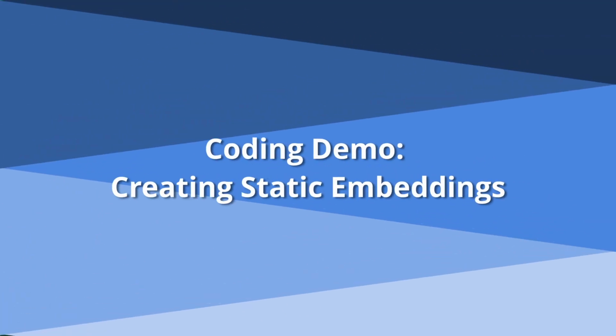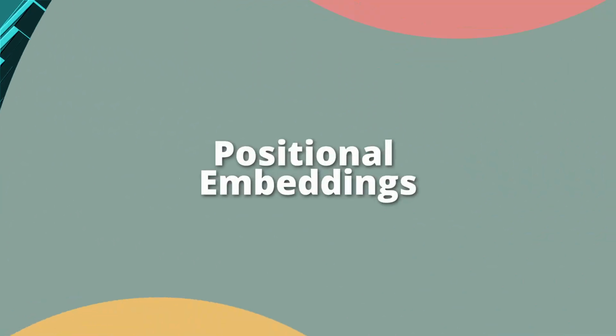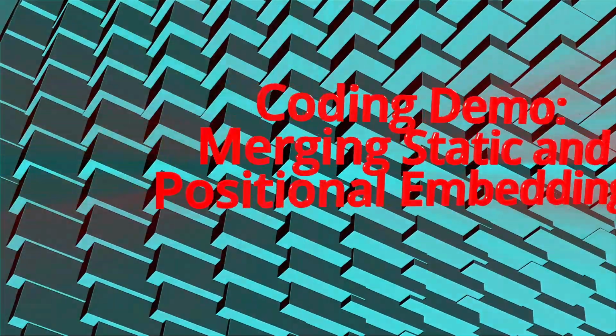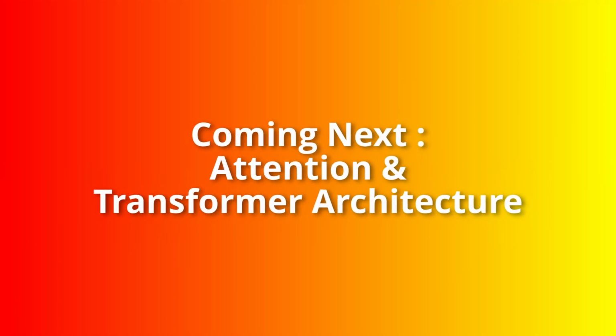Then we shared the limitations of static embedding and why context and position play a critical part in the LLM training pipeline. We spoke about positional embedding concepts and how it is integrated with static embedding to create the combined embedding. Then finally, we showed a code demo for merging static and positional embeddings. That's all for this video. In the next video, we'll be covering the attention mechanism and various aspects of transformer architecture.